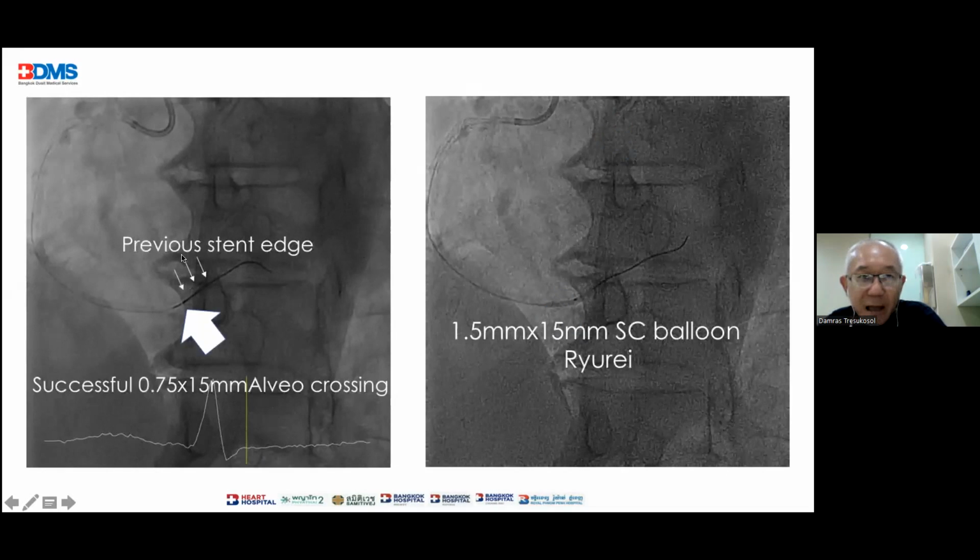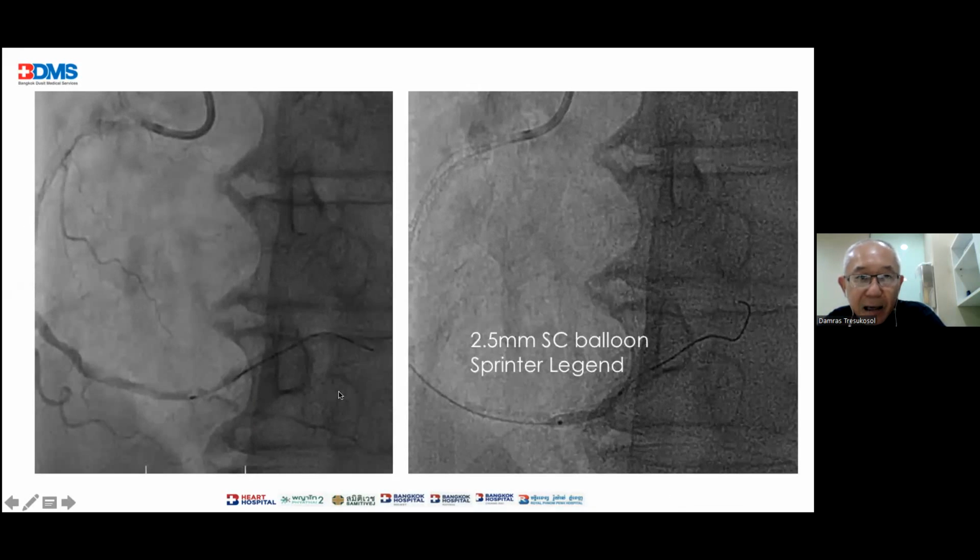We cross with Alveo, and this is the previous stent edge. This is the first copy of the proximal stent edge. After we cross with 0.75, we exchange to a 1.5 by 15 Rewrite balloon. And after that, this is the angiogram.